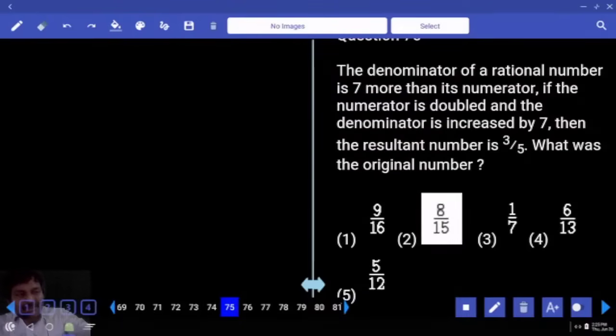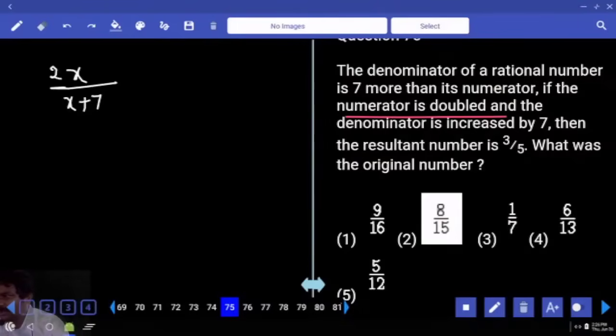The denominator of a rational number is 7 more than the numerator. You can call it a rational number or a fraction, one and the same. So denominator should be 7 more than the numerator. If numerator is doubled and the denominator is increased by 7. If numerator is x, denominator must be x plus 7 because difference is 7. And they said numerator is doubled, which is 2x, and denominator is increased by 7. One more 7 we are adding. Then the resultant number is going to be 3 by 5.